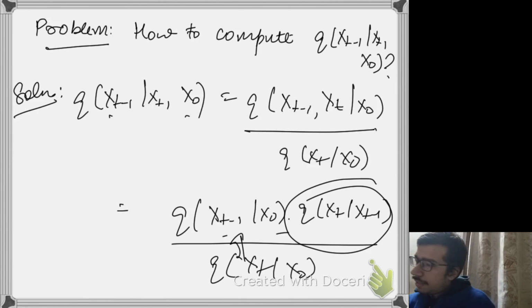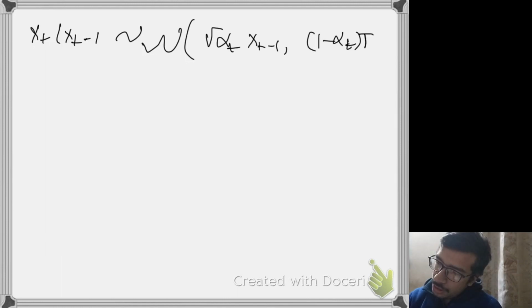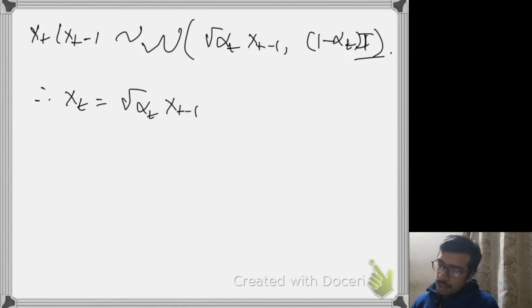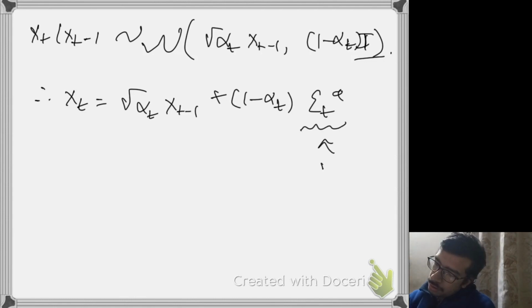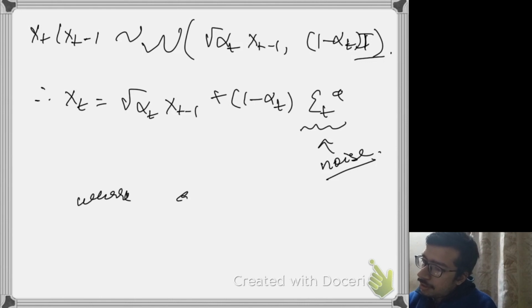The idea is that we know x_t given x_{t-1} is normally distributed with mean root alpha_t x_{t-1} and covariance (1 - alpha_t) times identity. So what I can write is that x_t is going to be root alpha_t x_{t-1} plus root (1 - alpha_t) times this epsilon_t star term, which is the noise term over here, where epsilon_t star is standard normal.